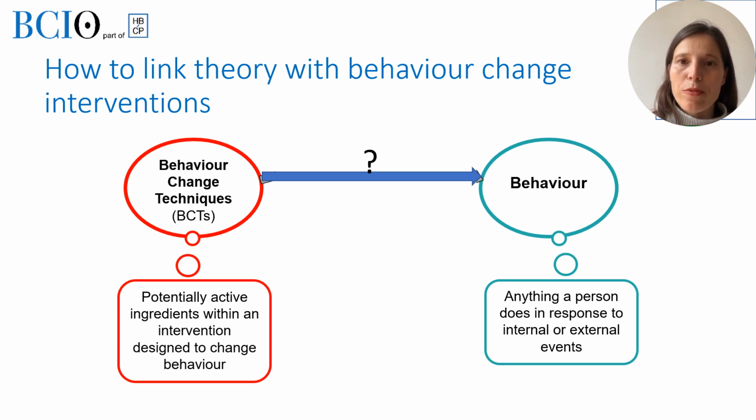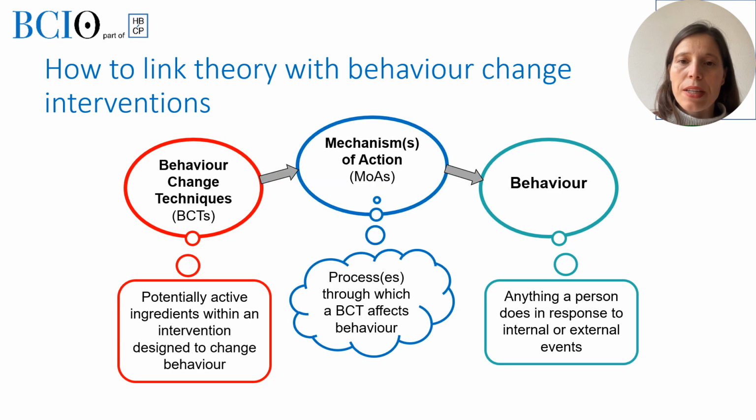So when we talk about influencing behavior, and hopefully you have seen that in previous training videos, we use a set of behavior change techniques, that is the potentially active ingredients that are designed to change behavior and can actually have an impact on behavior. And we can have multiple BCTs or multiple behavior change techniques that are used to influence behaviors, but their impact on behavior is explained by the mechanisms of action. So these are the processes, as Susan explained before, through which a behavior change technique might affect a behavior.